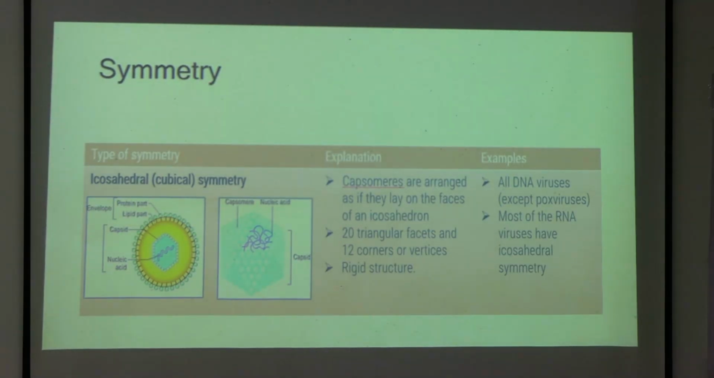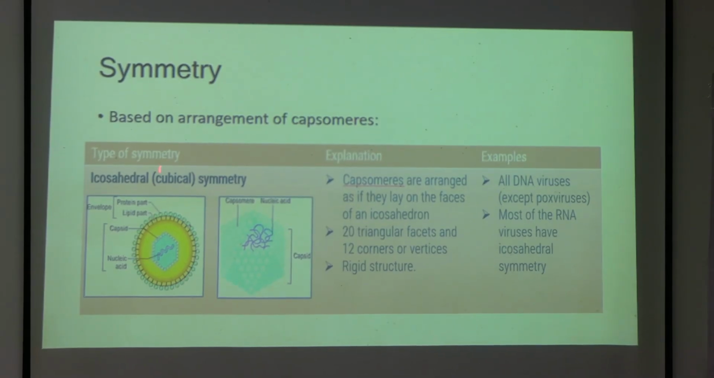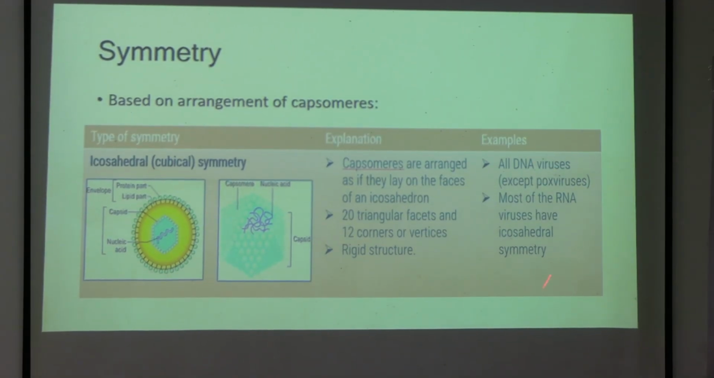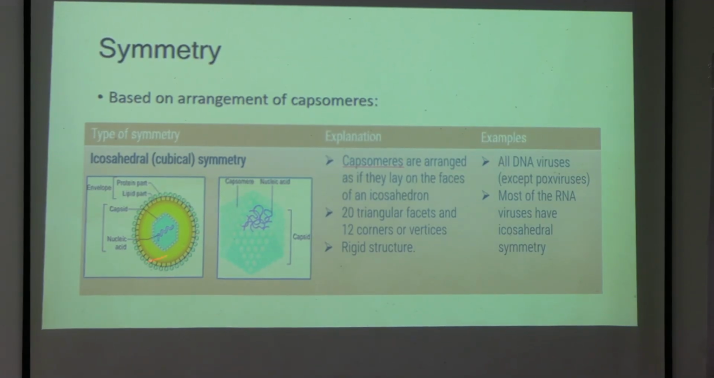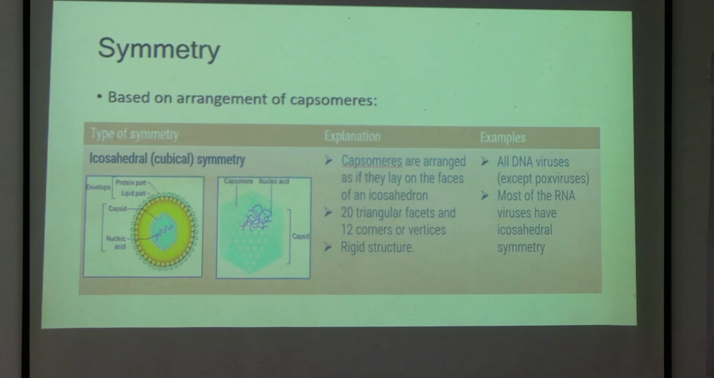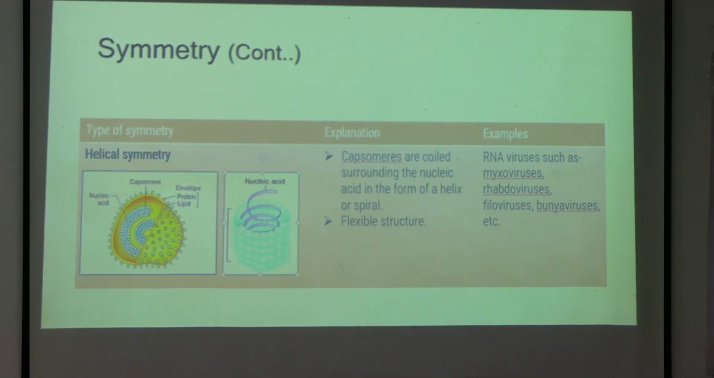Clear? So, according to symmetry, based on the arrangement of the capsomere, we can divide them into different types, okay? So, this is icosahedral symmetry. This is mainly cubical, okay? All the DNA viruses have icosahedral symmetry. Most of the RNA viruses also have icosahedral symmetry. Clear? This is there in the book, okay?